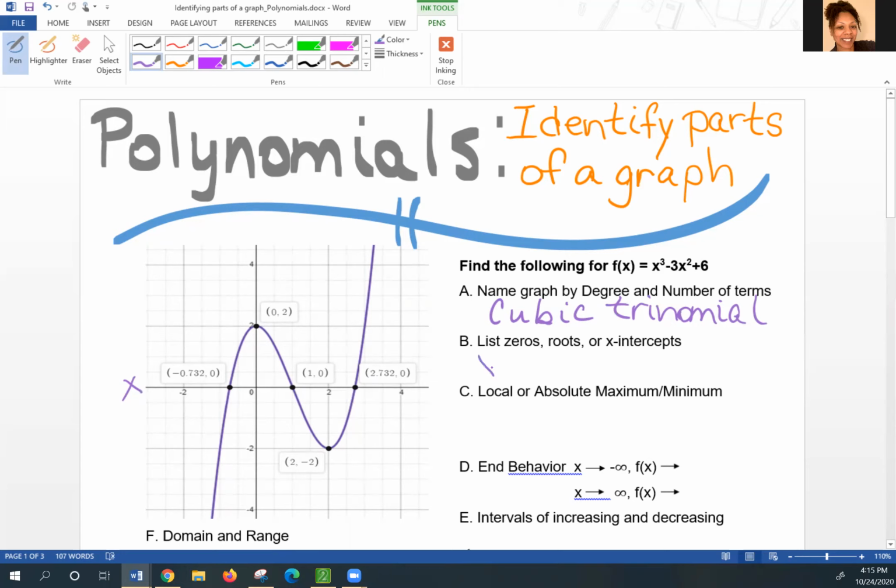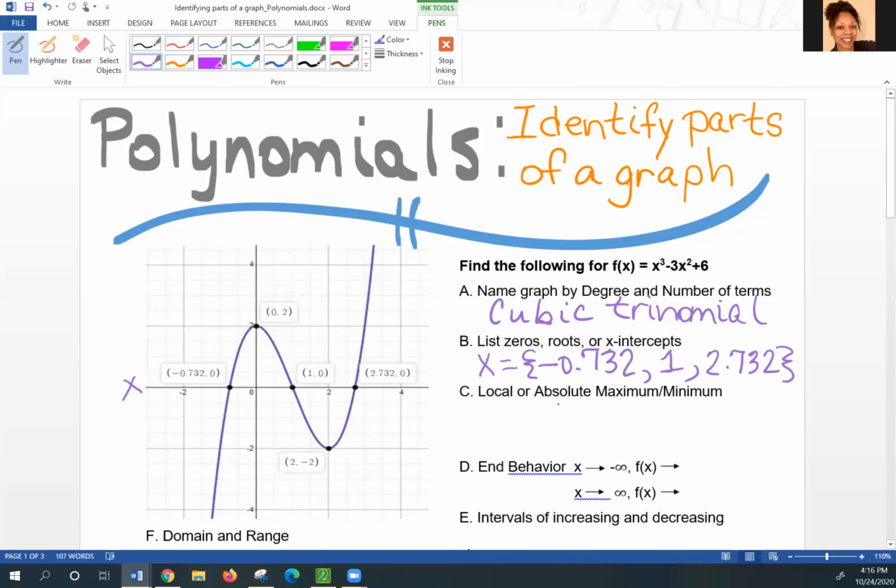So x is going to be identified by every point that has a y that is 0. If the labels aren't clear and it's really cluttered, that's how you can tell. You look for any y value that's 0. Those are your x-intercepts or zeros or roots. So we have negative 0.732. We have 1. And our last x-intercept is 2.732. Those are all of my x values that will result in y being a 0.